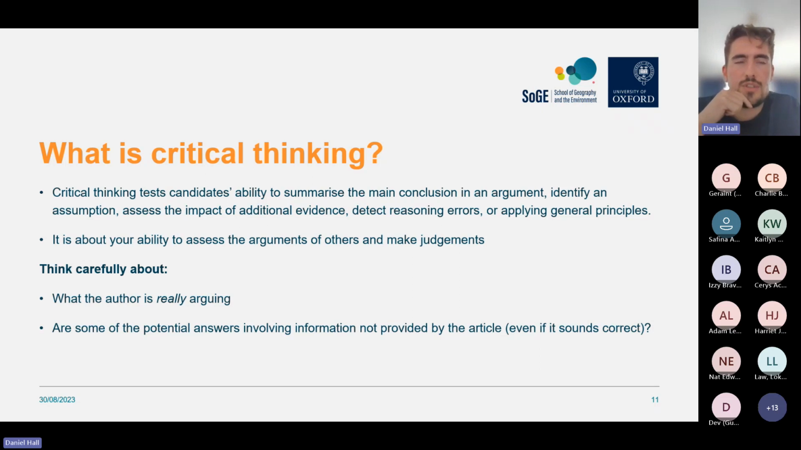So definitely try and think carefully about what the author is really arguing, and think about some of the potential answers, the multiple choice options. Do they involve information that's not provided by the article, even if it sounds correct? Because those can be the ones that might potentially catch you out.